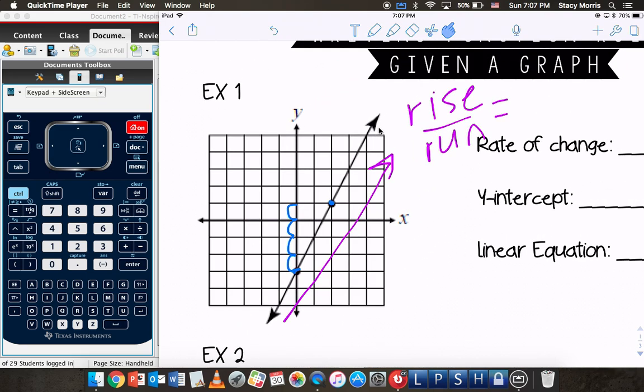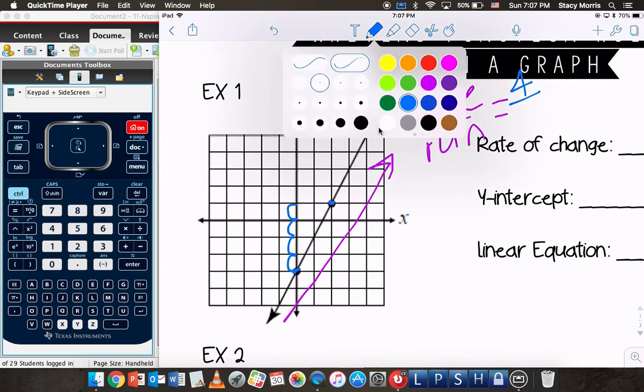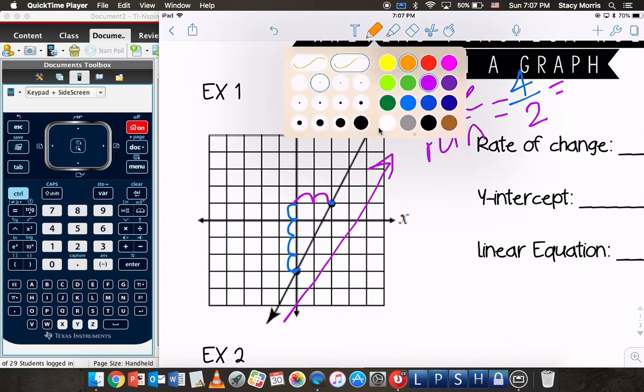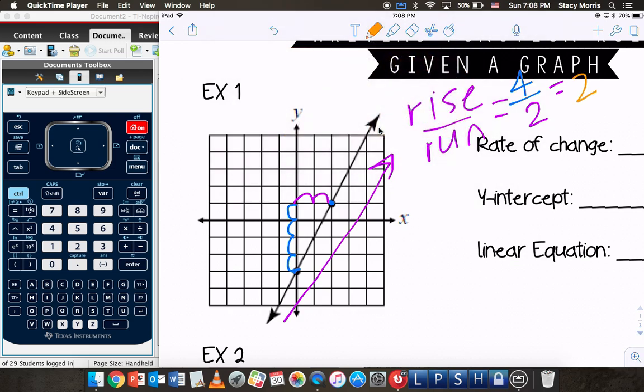So our rise is 4. I'm going to zoom back out so I can write my rise over here is 4 over my run. Let me get a different color. My run is to the right, which is also positive, 1, 2. So 4 over 2, when I simplify, 4 divided by 2, that is just positive 2. So that means I should also be able to go up 2 over 1, because to make that a fraction, I would put it over 1 and still be on the line.